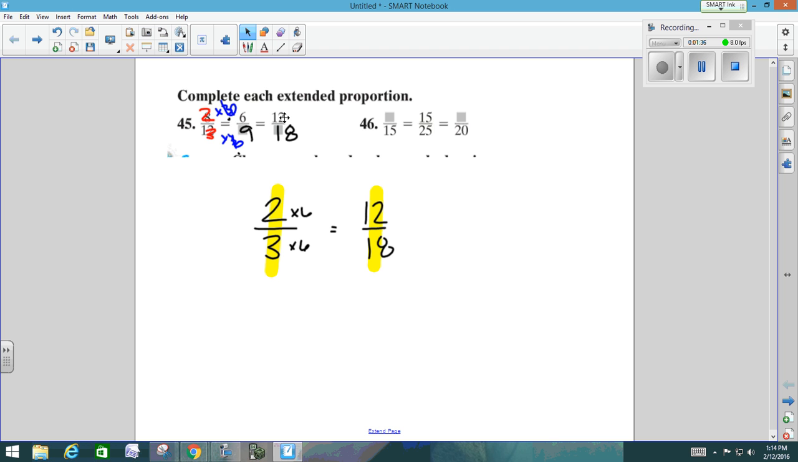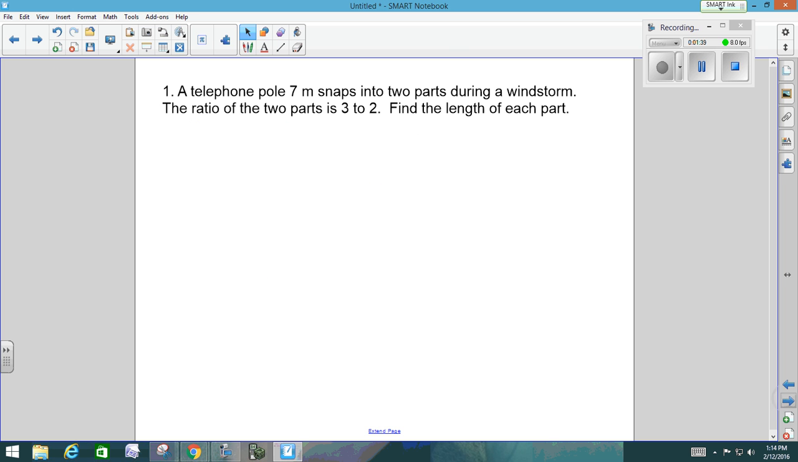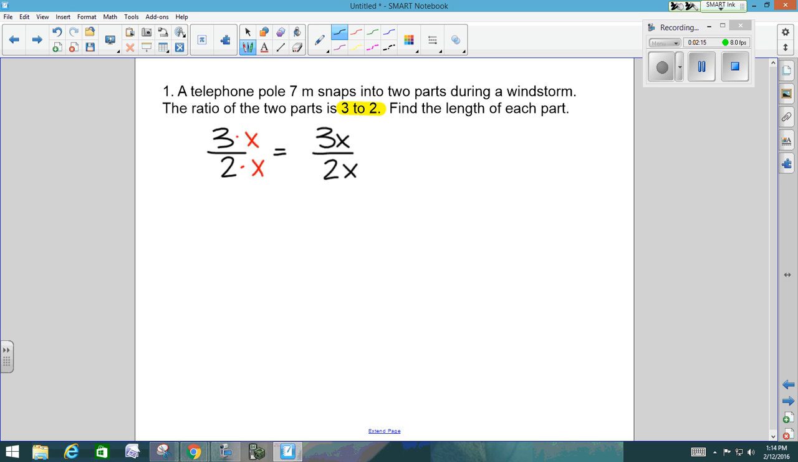All right? So looking at your example here on number 1, it says a telephone pole 7 meters snaps into 2 parts during a windstorm. The ratio of the 2 parts is 3 to 2, the ratio of their lengths. We have to find the length of each part. Okay? I have this ratio 3 to 2. Remember, you can use the word "to," or you can write it as a fraction, 3 to 2. I can multiply the numerator and the denominator by the same value, and it's still going to be the same ratio. It's just not simplified then. In this case, I'm taking them times x. So I have the ratio 3x to 2x.